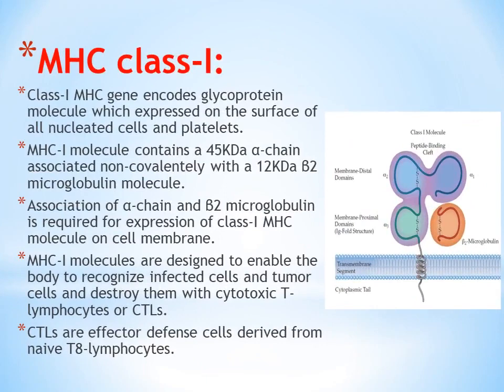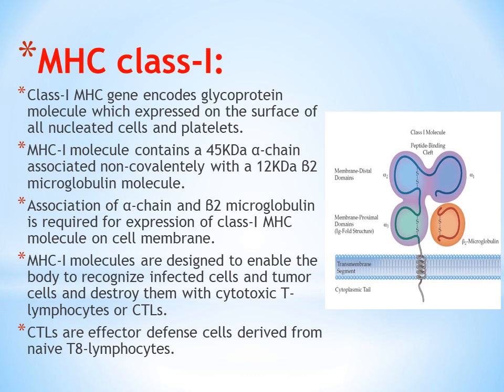MHC class 1 consists of two parts, alpha and beta 2 microglobulin. The alpha chain is divided into three parts: alpha 1, alpha 2 and alpha 3. Alpha 3 is attached with the membrane with the help of a transmembrane segment with a cytoplasmic tail, whereas beta 2 microglobulin is not attached with the membrane.